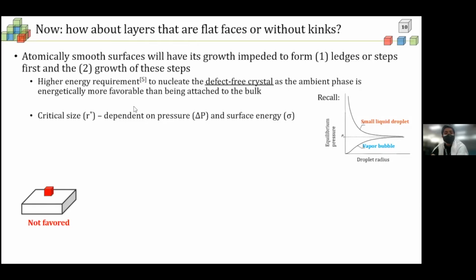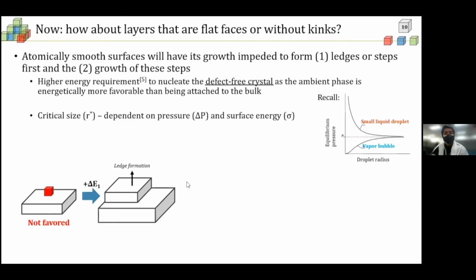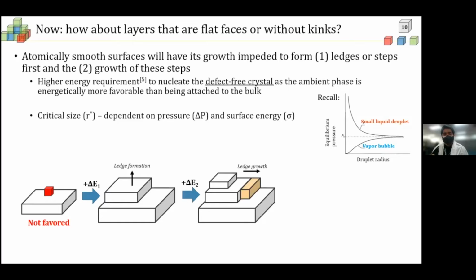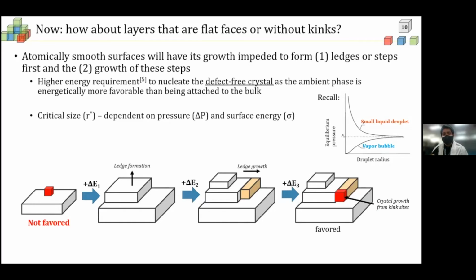basically an adatom, or an atom that adsorbed onto the terrace, is not favored. But if you apply enough energy, this would allow a step or ledge formation. And eventually the ledge would grow. And eventually again, these would have kink sites for other atoms in the solution to attach and grow.